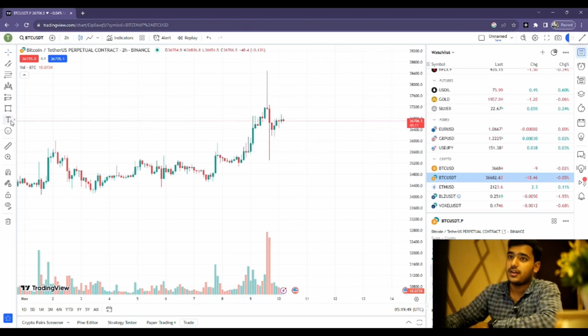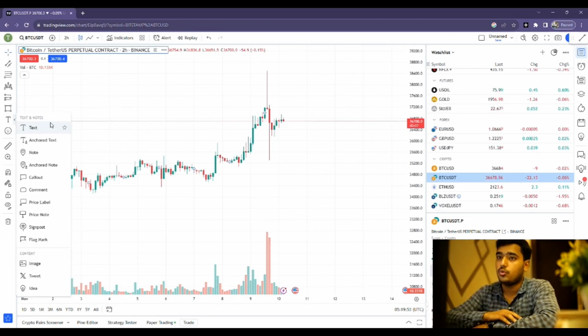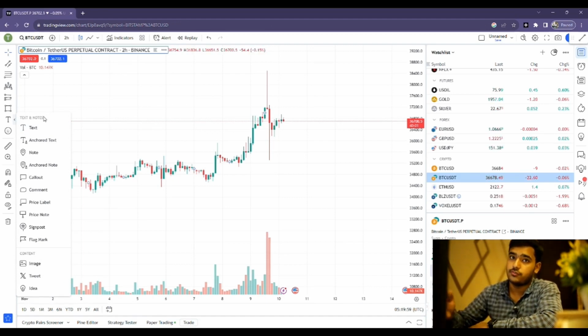So the next one we have is the text section. You can basically use text and notes on your chart for your better understanding, or if you are sharing your chart with your friend, it would be better for them to see what you have drawn on the chart, what you have analyzed on the chart. You can use the text however you want. So yeah, that's about it.